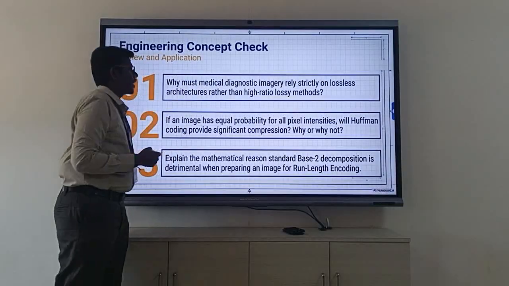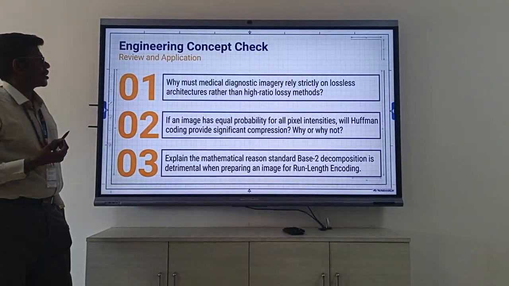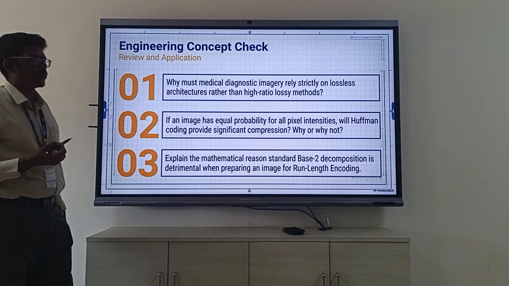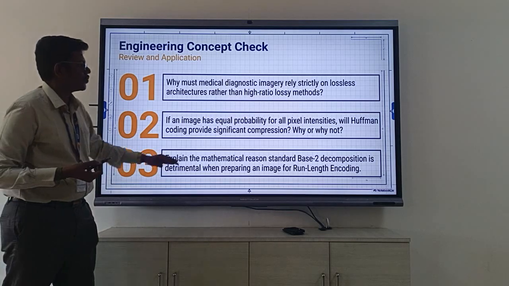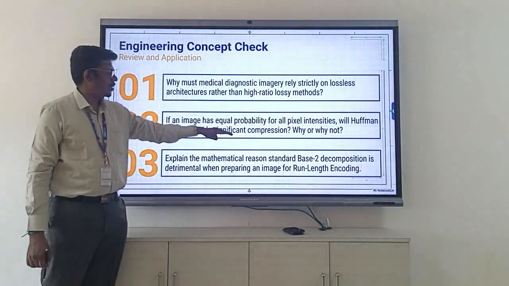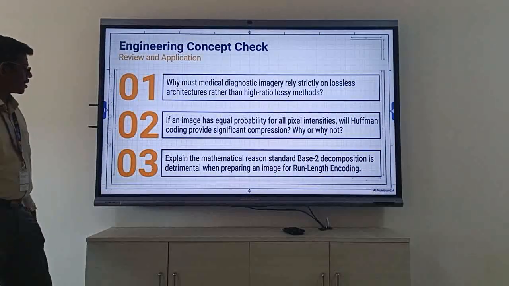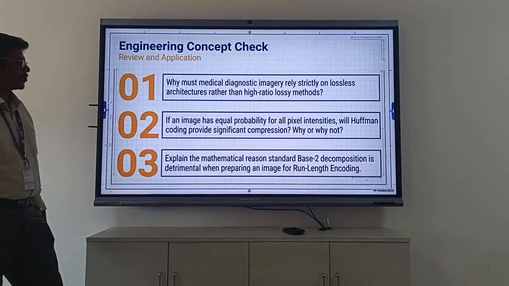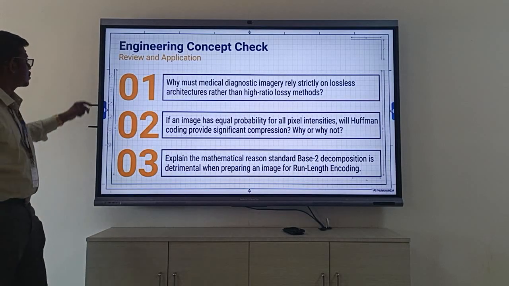Why must medical diagnostic images rely strictly on lossless architectures rather than high ratio lossy methods? If an image has an equal probability of all pixel intensities, will Huffman coding provide significant compression? Why or why not? And the third one: these are the review questions. Explain the mathematical reason why gray code decomposition is detrimental when preparing an image for run length coding.